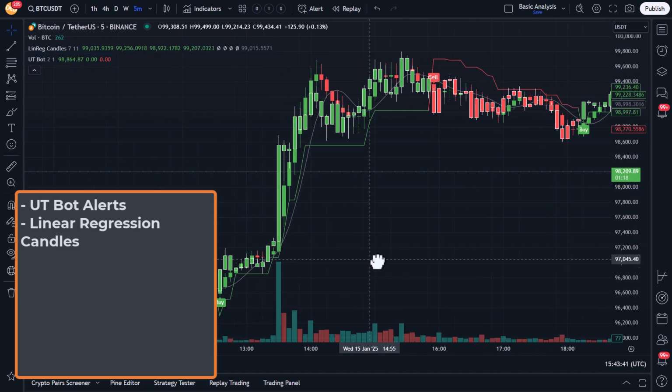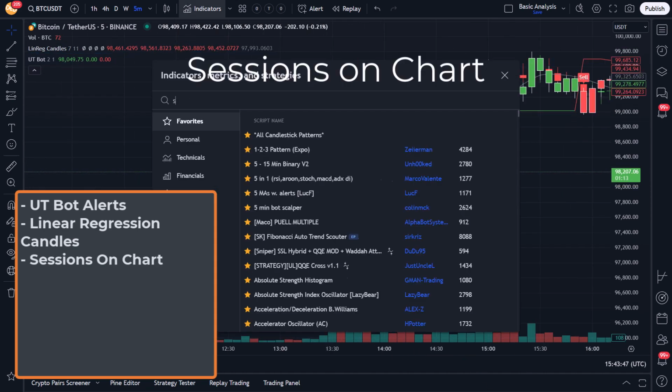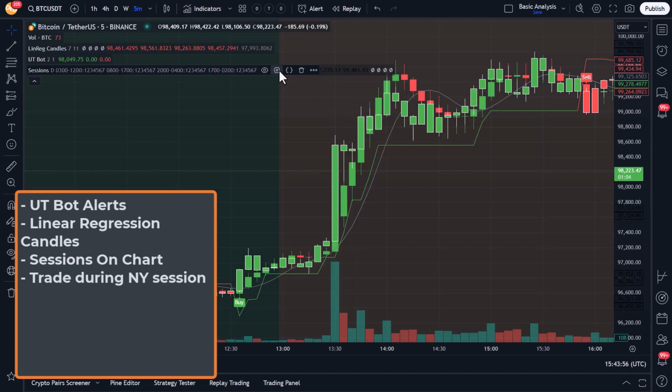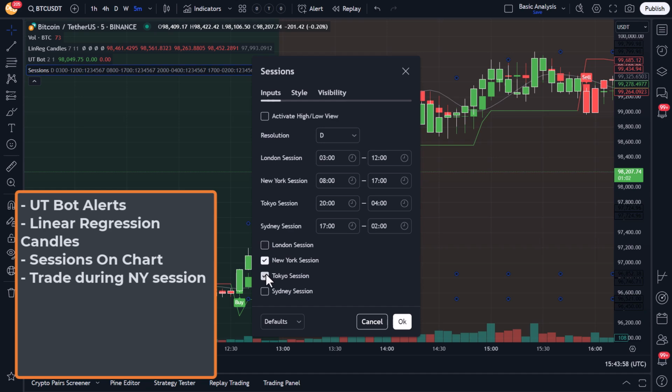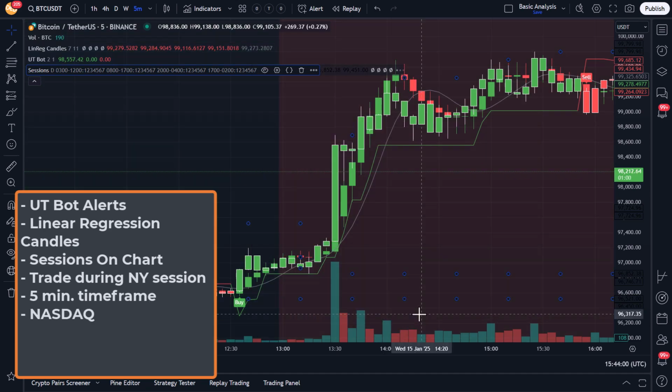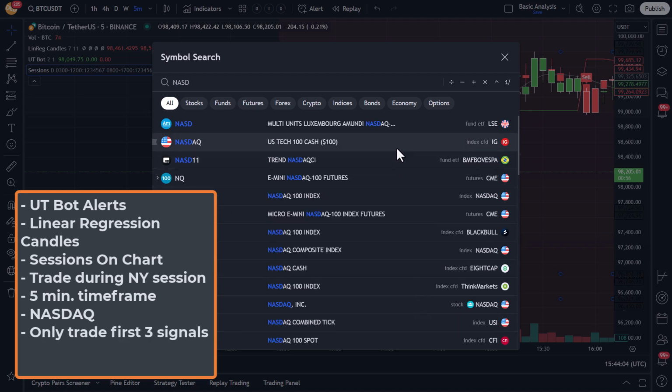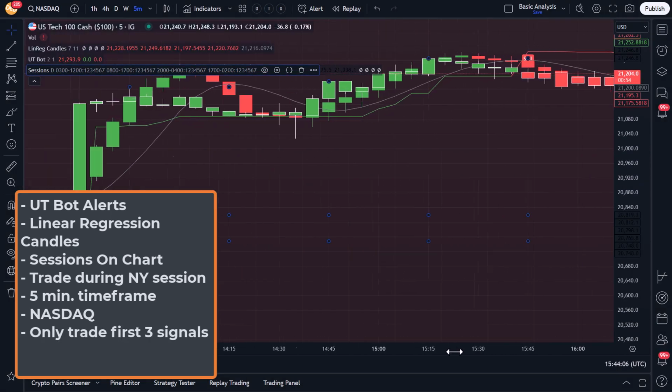Now the original trading strategy also uses the Sessions on Chart indicator and advises to only trade during the New York session. This strategy is also designed for the 5-minute Nasdaq chart, which is heavily influenced by the New York markets. And it's advised to only use the first 3 trading signals and then stop trading for the day.